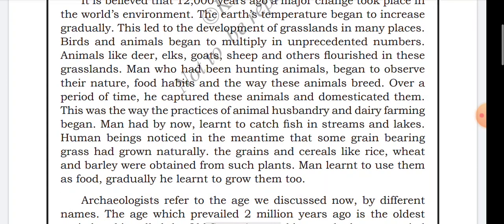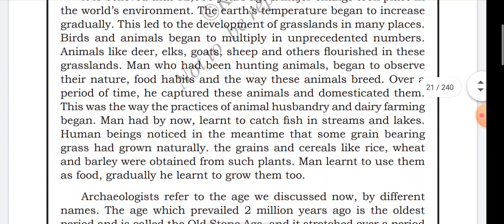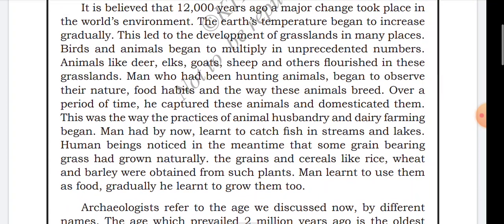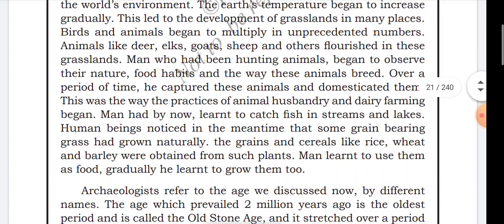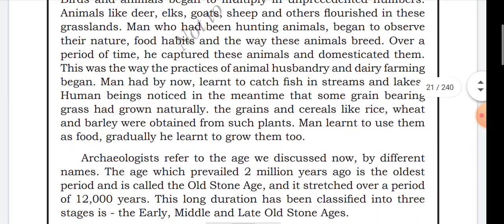Man, who had been hunting animals, began to observe their nature, food habits, and the way these animals breed. So till now, the man who was hunting animals and killing them now used to observe the nature of animals, their food habits, that means the food they ate, and even how the animals breed. Over a period of time, he captured animals and started to domesticate them. So this is how animal husbandry and dairy farming flourished.